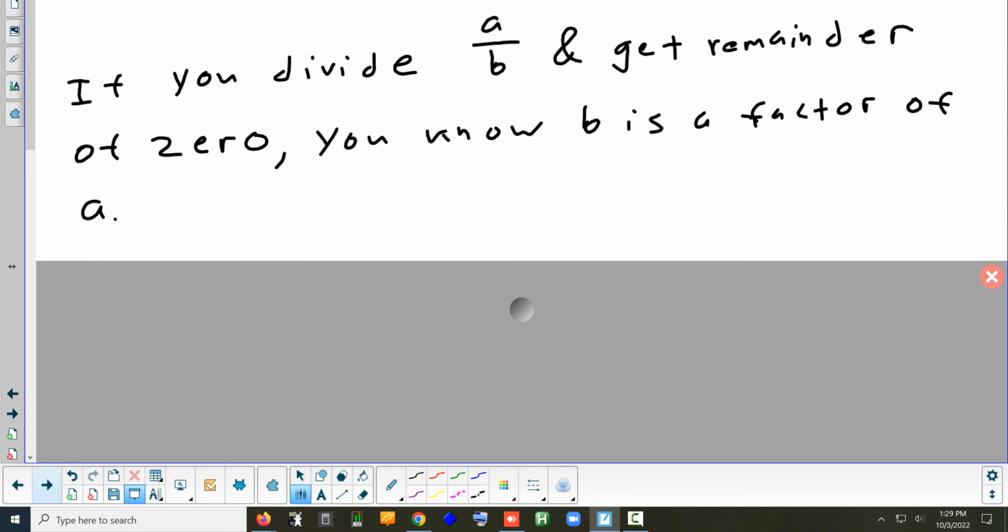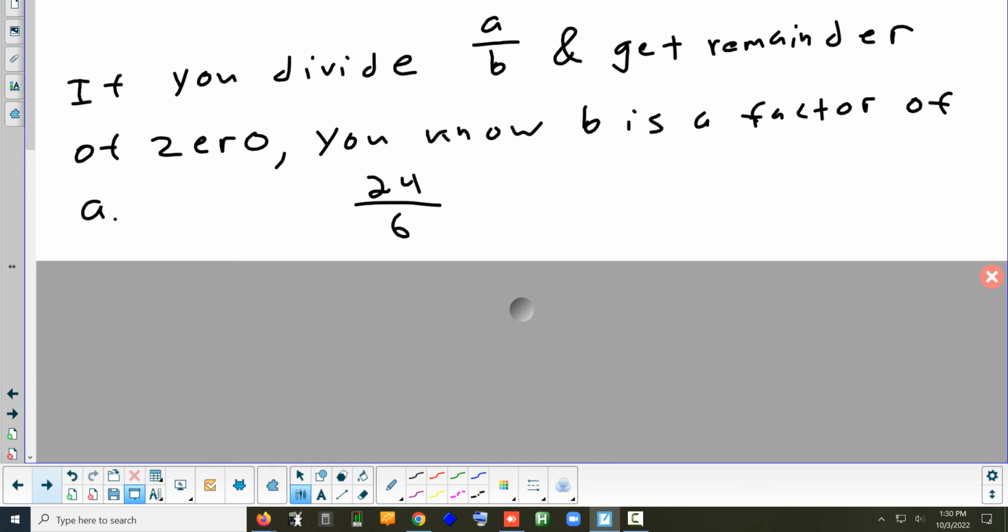I basically just said that to you guys. If you divide two things and you get a remainder of 0, then that means what you divided by is a factor. So if we took 24 divided by 6, what do you get for a remainder when you divide the 24 by 6? 0. That means 6 is a what? 6 is a factor of 24.